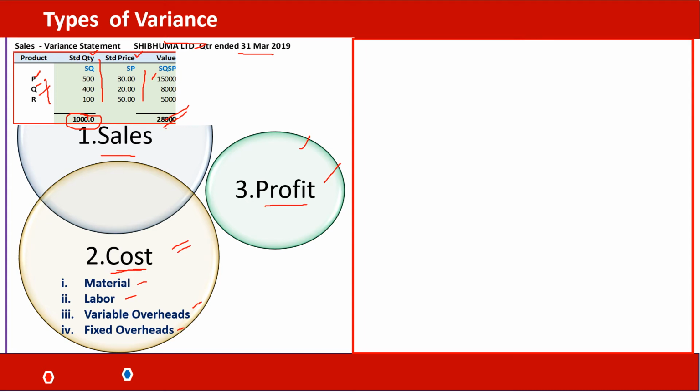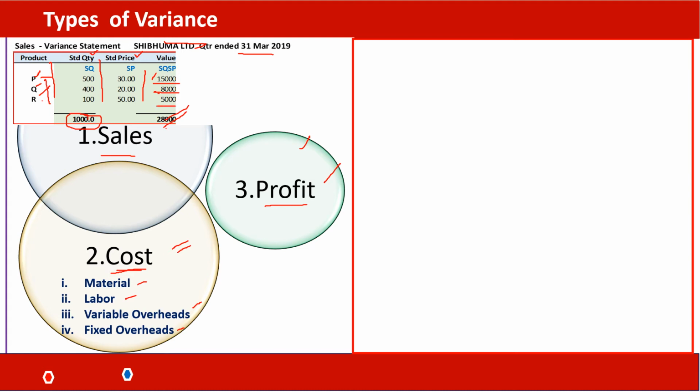15,500 into 30 to come from P, 8,000 to come from Q, and 5,000 to come from R. This is my product mix. This is my product quantity. This is my product price, and this is my product value. And you will also find there is a ratio between these 3. We will be getting 15,000 from product P, 8,000 from product Q, and R contributes 5,000.